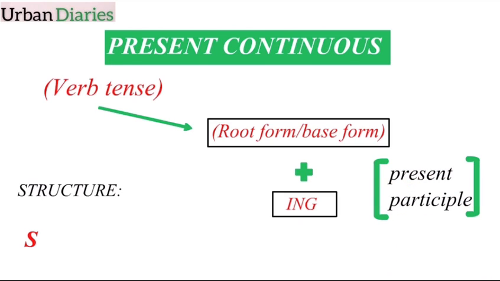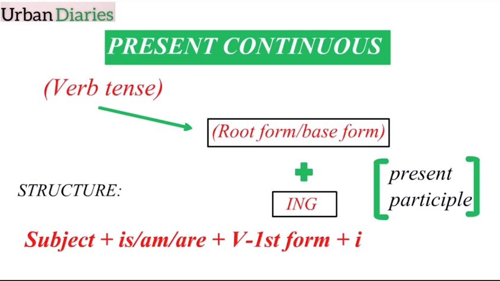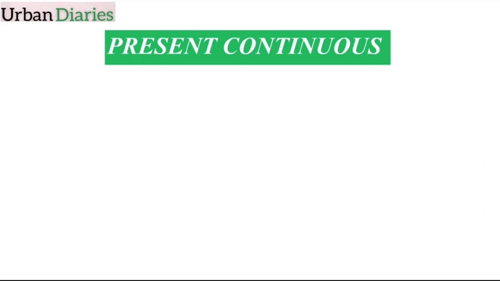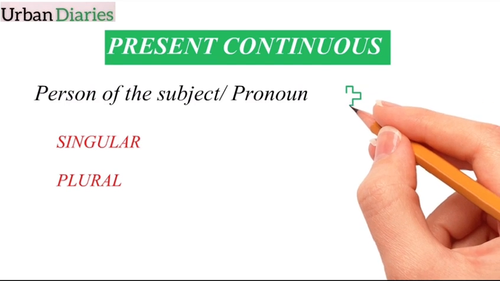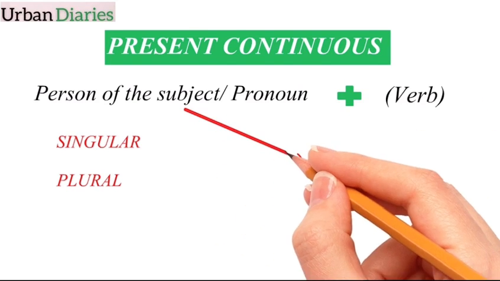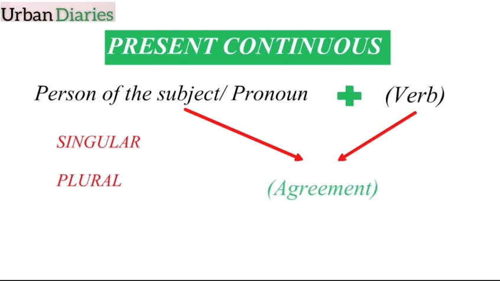So, the structure of present continuous tense is subject plus is, am, are plus verb's first form plus ing plus object. Is, am, are are the helping verbs which are used according to the person of the pronoun. In English language, the person of the subject is quite significant, whether it's singular or plural, when it comes to agreement with the verb. We also call it subject and verb agreement.